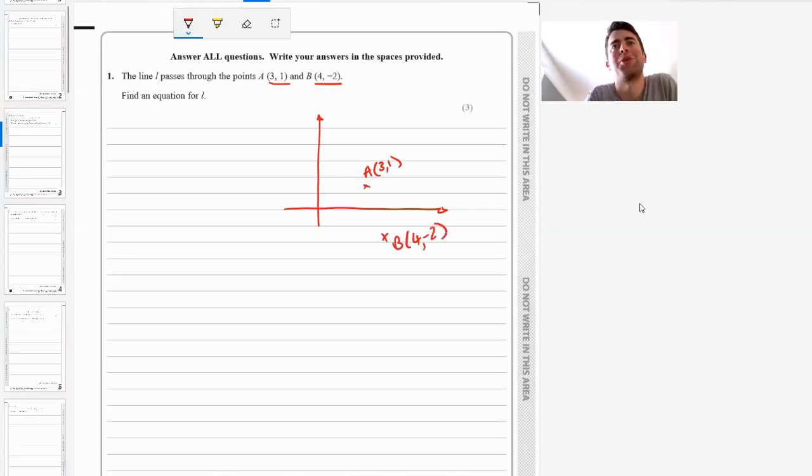Hopefully that sketch will help you to find all the necessary bits that you need to put together an equation for L. The equation that you write down, when it doesn't give you a form for the equation, could be in the form y equals mx plus c, or it could be ax plus by equals k. Doesn't matter what form you write it in, as long as it's correct.